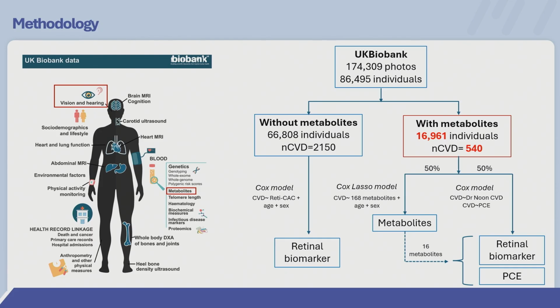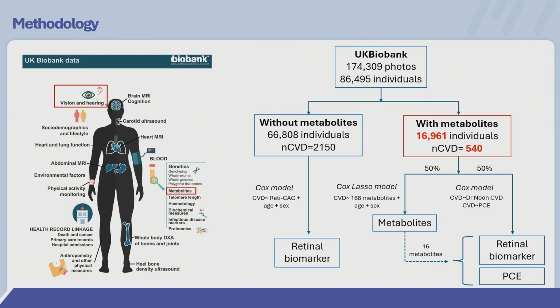UK Biobank has about 86,000 individuals who have fundus photographs. Without metabolites, a large data set, it's about 66,000 of them, with CVD events in about 2,000 individuals. And with metabolites, we have about 16,000 individuals and CVD events of about 540.